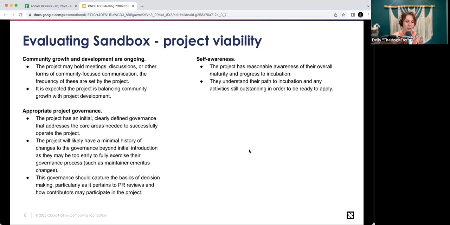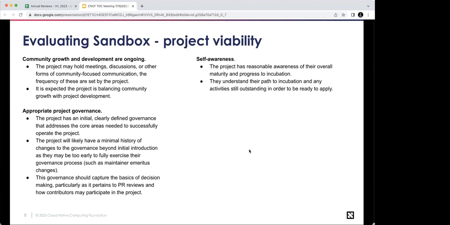Now, as far as projects remaining in Sandbox, that is a different conversation, unfortunately. We are starting to see projects reach a level of comfort with the level that they are currently sitting in, and that could be for any number of reasons. We don't actually define when an appropriate amount of time is for a project to remain in Sandbox, because it varies greatly, but I'm curious what other TOC members' perspectives and opinions are on that. Nikita has a hand raised.